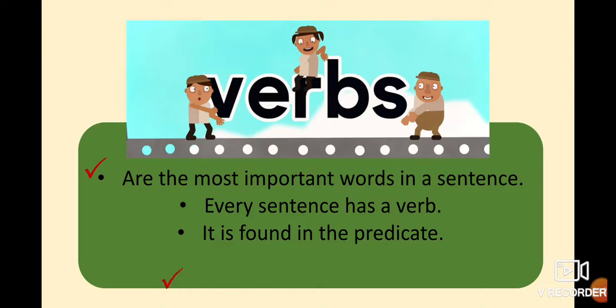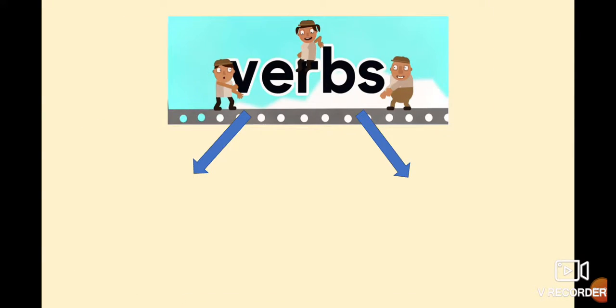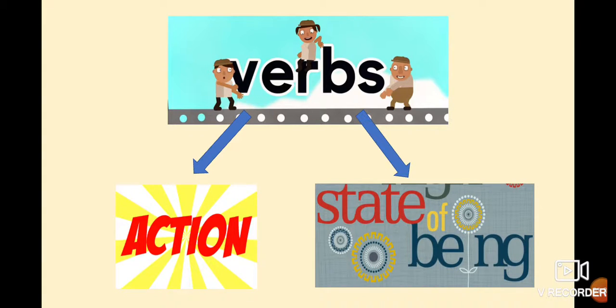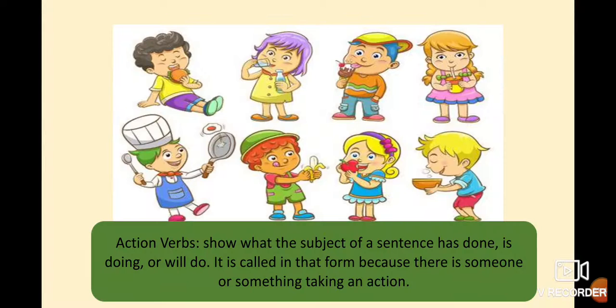Let's continue. Verbs have two functions. The first one is to show action and the second one is to show a state of being. That means verbs show actions and also show a state of being. Keep in mind this one. Remember this one because it's very important.